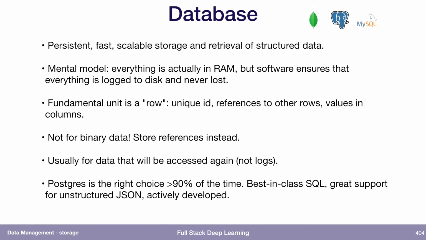So Postgres is like the 2019 correct choice, most of the time. It has really good SQL. It also supports unstructured JSON. When people were talking about NoSQL, they really meant being able to put a random JSON document in without worrying about a schema of the database. But Postgres actually supports that. It also supports SQL, so it's just a better thing. And it's very actively developed.